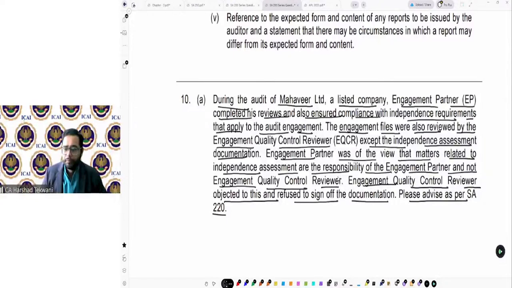Come on, guys, quickly. During the audit of Mahavir Limited, a listed company, the engagement partner completed his reviews and also ensured compliance with the independence requirement that applies to the audit engagement. Now the engagement files were reviewed by the EQCR, except for the independence assessment. The engagement partner was of the view that matters related to independence are not the responsibility of the EQCR, but the responsibility of the engagement partner, and the EQCR is not required to review the same. There was a dispute between the EQCR and the engagement partner on that matter. So you tell me who is correct and who is not. Consider this as a 4 marks question in your exam.